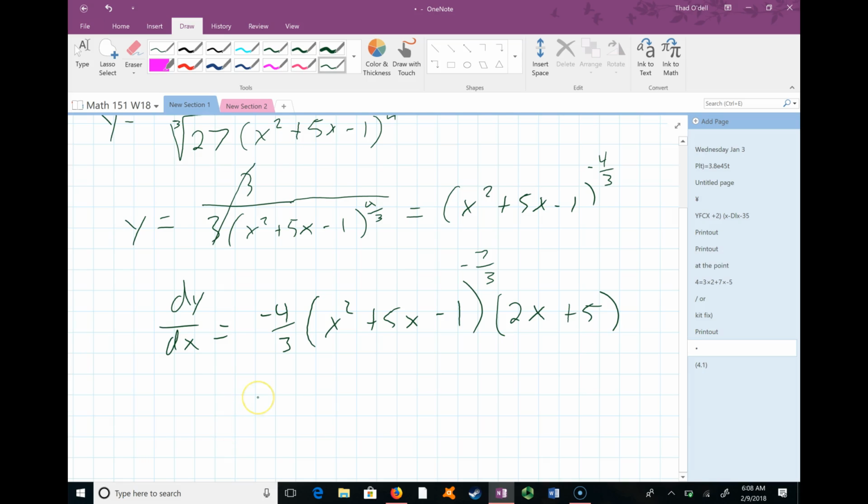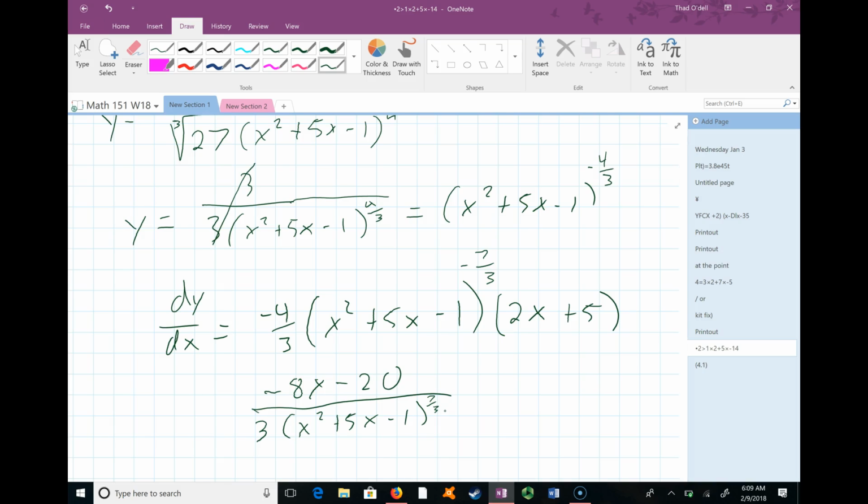And you could leave it like that. Well, actually, you probably should distribute the negative 4/3 through there. So you could write this as, let's see, negative 8x minus 20 all over 3 times x squared plus 5x minus 1 to the 7/3 power. That would be one way to write it. Probably maybe the cleanest way to write it.